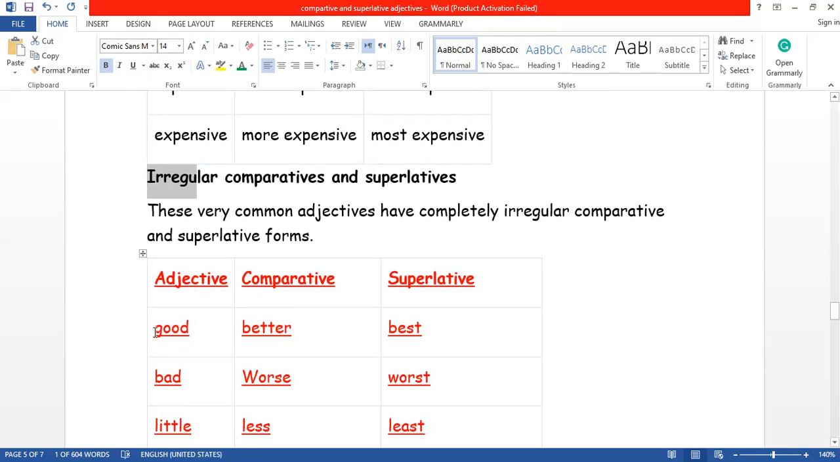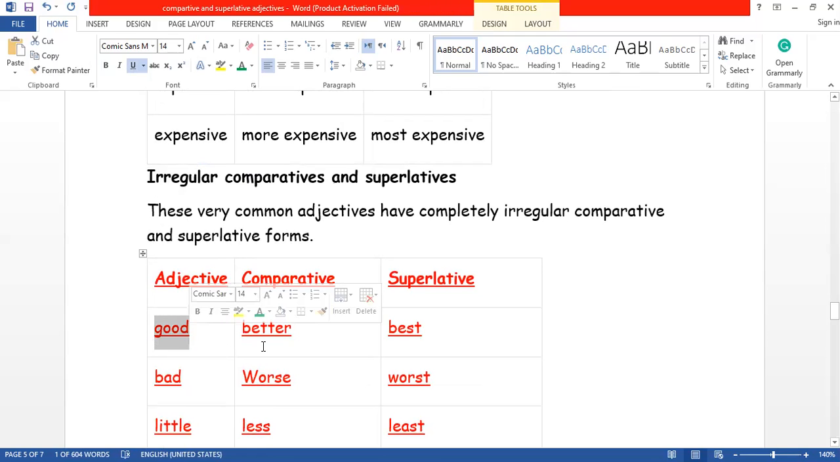Like the word good. The comparative adjective is better. Better is British English, and better is American English. Best, superlative. Superlative adjective, okay? Bad, worse, worst.